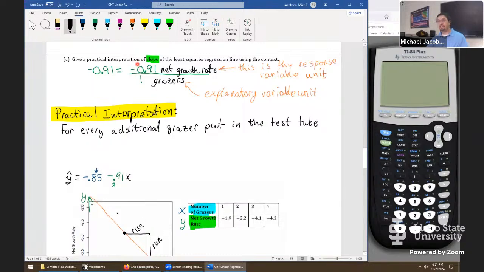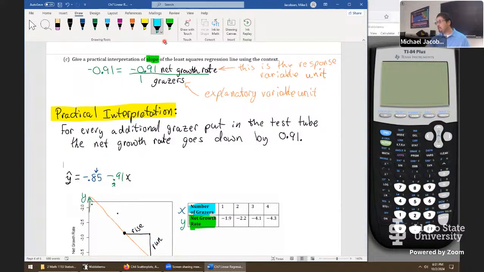By looking at that numerator unit, we'll say the net growth rate goes down by 0.91. So that's our interpretation. To make it a practical interpretation where we use the context, we had to say for the additional grazers here, and we had to mention the net growth rate here, just using the explanatory variable and the response variable. Kind of the way we gave an interpretation for a correlation. We're just saying the value, saying how they're related, mention the variables, and then you're all set.